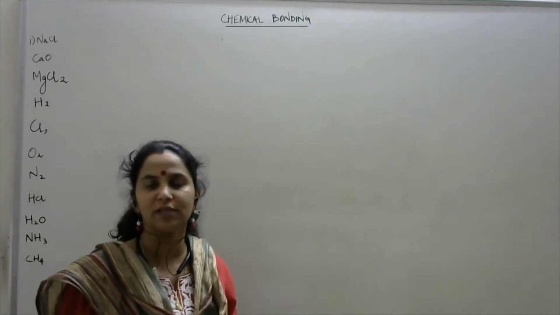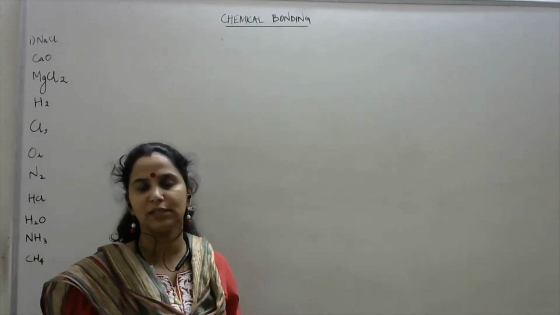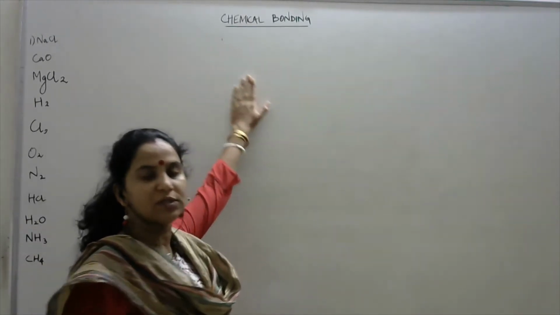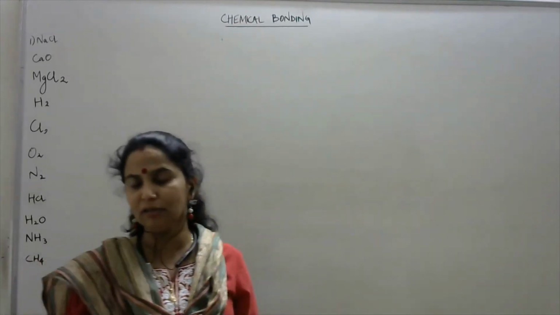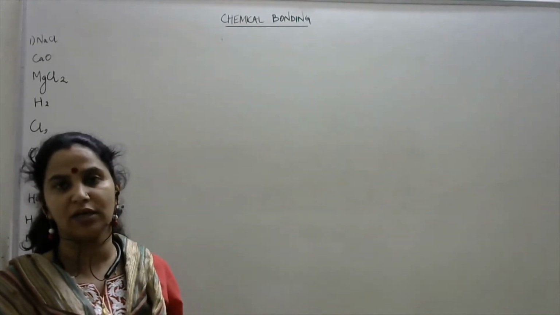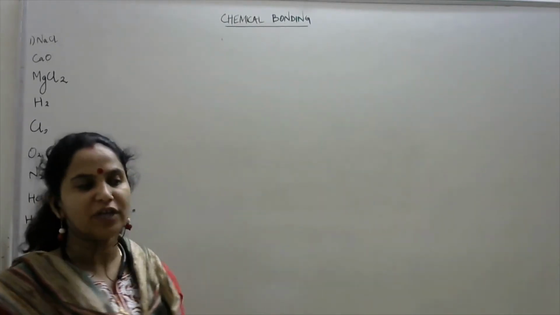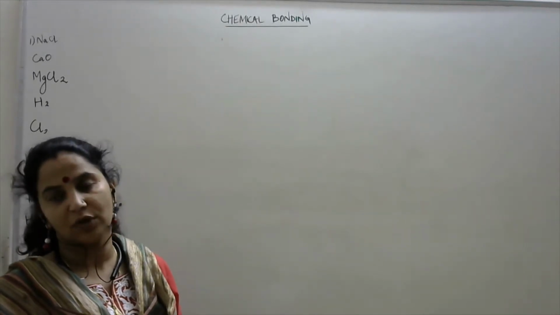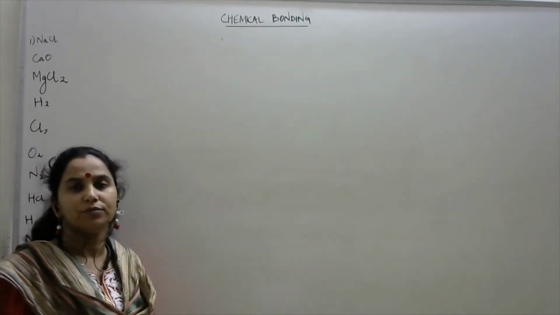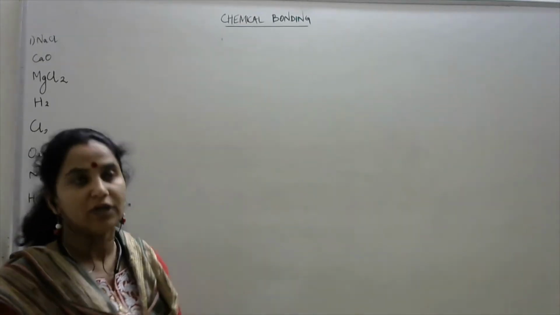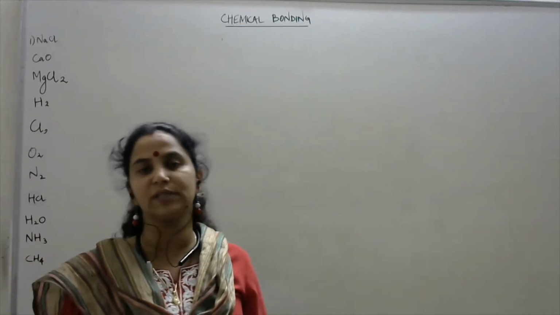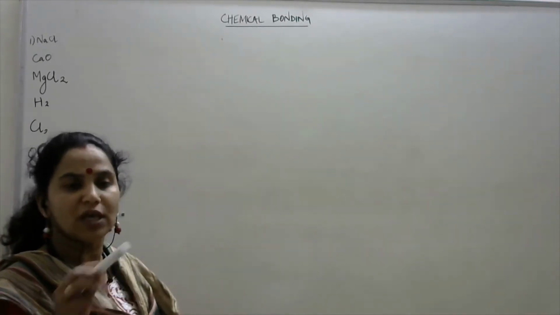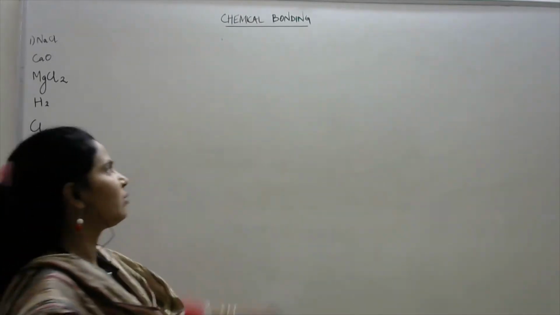Today we are going to study the second chapter of ICSE Class 10th Chemistry. The name of the chapter is Chemical Bonding. This chapter was already done in class 9th. In class 10th we are going to study chemical bonding with reference to the periodic properties which we have studied in the first chapter. What were the periodic properties which we had studied in the first chapter? We had studied ionization potential, electron affinity, and electronegativity. Now we have to study these properties in reference to chemical bonding.